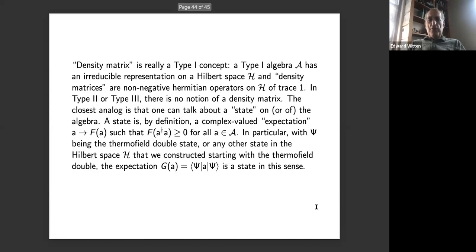And then I guess here I confess to the fact that density matrix is really a type I concept. A type I algebra has an irreducible representation on a Hilbert space, and a density matrix is a non-negative Hermitian operator on that Hilbert space of trace 1. In type II or type III, there's no notion of a density matrix. The closest analog is a state on the algebra. What people who do von Neumann algebras say is that a state is a complex valued expectation, A going to f(A), which is positive on all A dagger A. In particular, with psi being the Thermofield Double or any other state in the Hilbert space H that we constructed starting with the Thermofield Double, the expectation in the state psi is such a state.